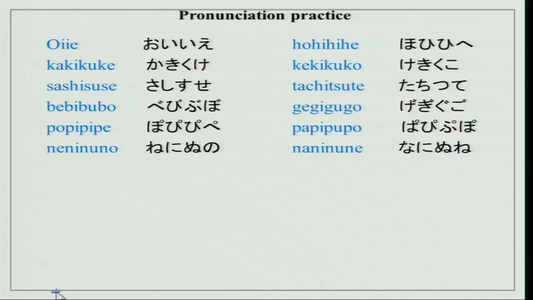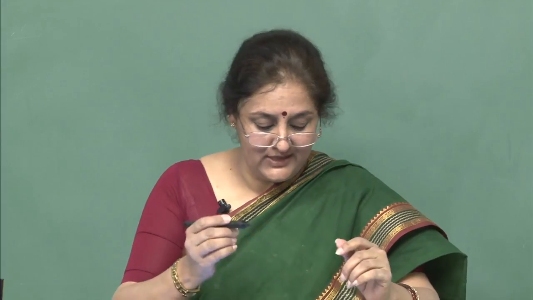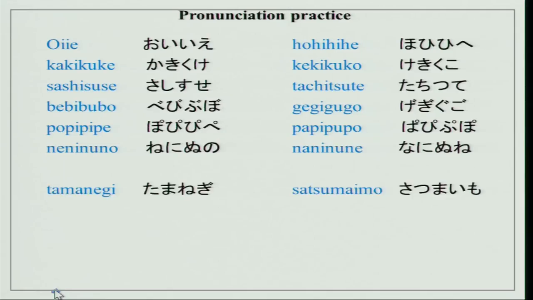And also, as this becomes a little monotonous after some time, we have a few words also for you. Some new words, these are vegetable names. So please, you could again repeat after me. Tamanegi. Satsuma imo.